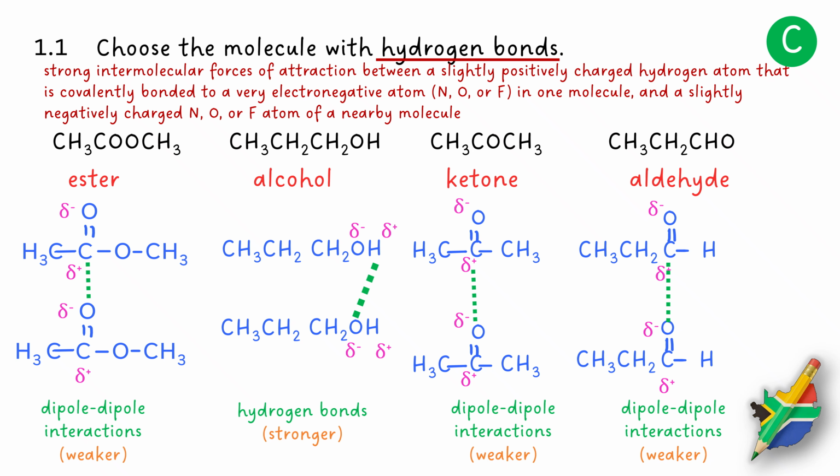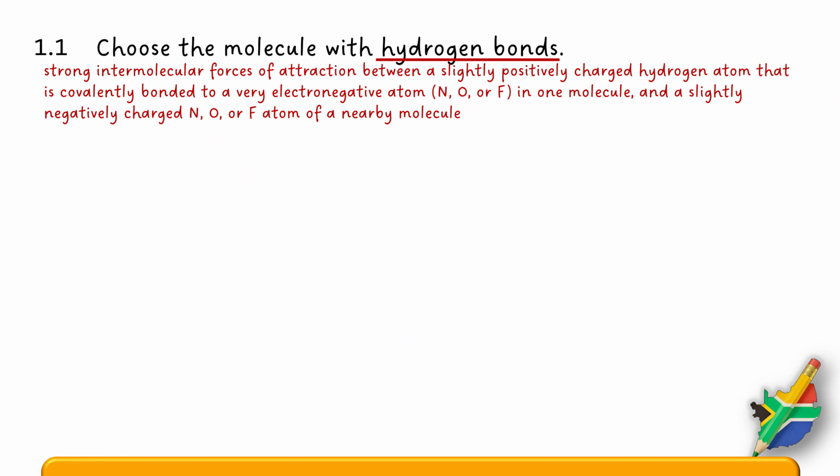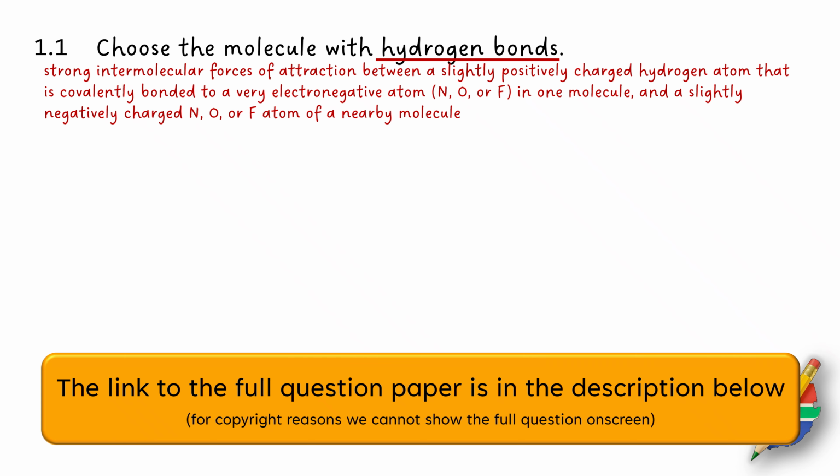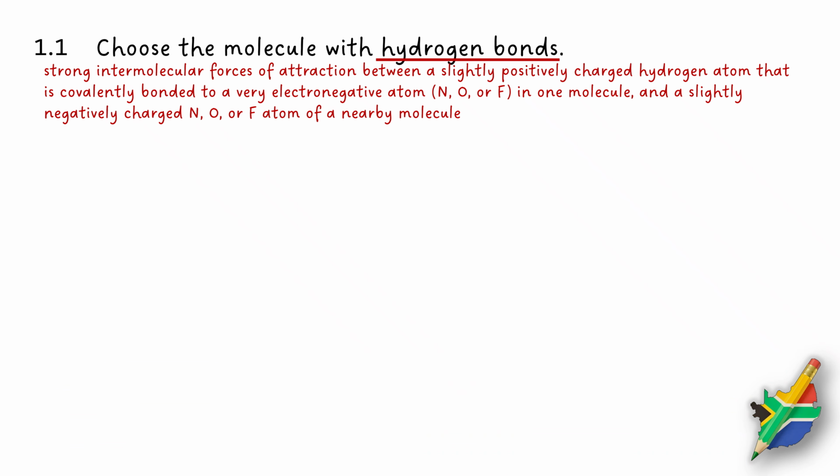Question 1.1 asks us to choose the molecule with hydrogen bonds. A hydrogen bond is a strong intermolecular force of attraction between a slightly positively charged hydrogen atom that is covalently bonded to a very electronegative atom, such as nitrogen, oxygen, or fluorine, in one molecule, and a slightly negatively charged nitrogen, oxygen, or fluorine atom of a nearby molecule.